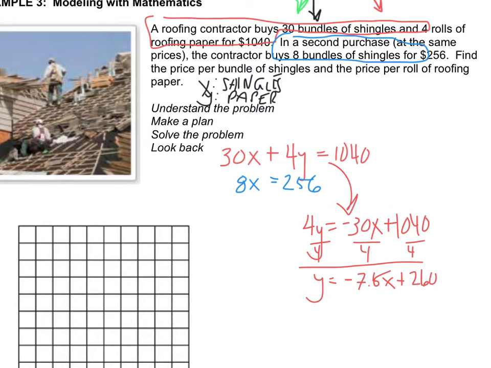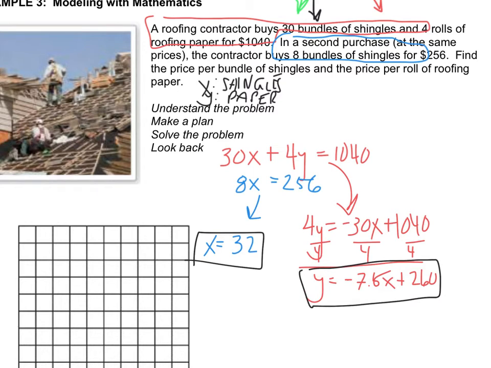And then when I look at the second equation, I think it will end up being a pretty easy one to work on. If I was to take this one, all I would have to do is divide by 8. When I divide both sides by 8, this one is going to become 32. So these are the 2 graphs that I'm going to want to graph: x equals 32 and y equals negative 7.5x plus 260.